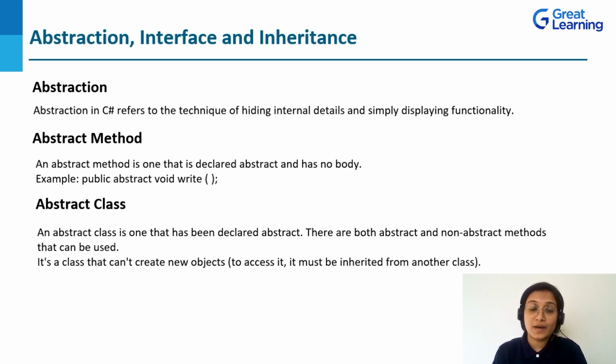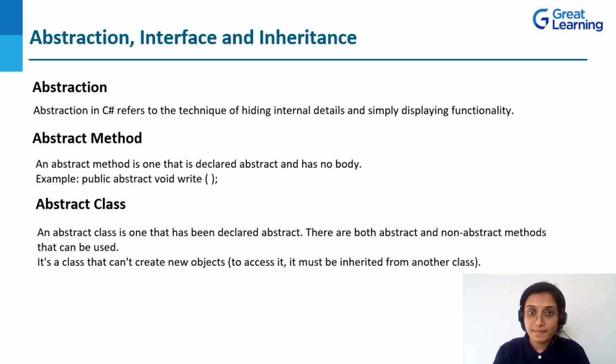In an abstract method, what happens? An abstract method is one that is declared as abstract. So you have a keyword called abstract. There is no difference between a normal method declaration and abstract, apart from the abstract keyword added to it. You could see in the example: public abstract void write. Write is a method, abstract is a keyword. Once a method is declared abstract, you cannot have any body for that method. It's not like a normal method. It is an empty declaration with a keyword called abstract.